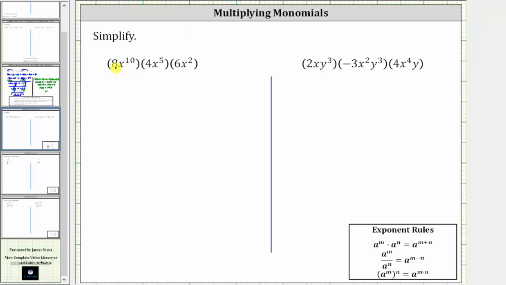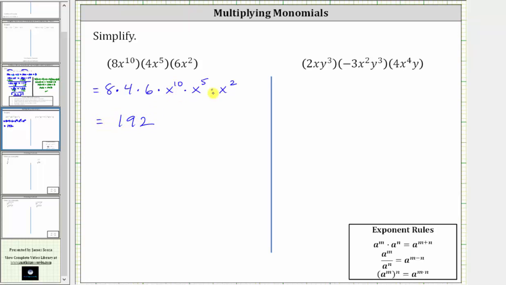8x to the 10th means 8 times x to the 10th, 4x to the 5th means 4 times x to the 5th, and 6x squared means 6 times x squared. Changing the order of the multiplication, we could rewrite this as 8 times 4 times 6 times x to the 10th times x to the 5th times x squared. And now multiplying, 8 times 4 is 32, 32 times 6 is 192.